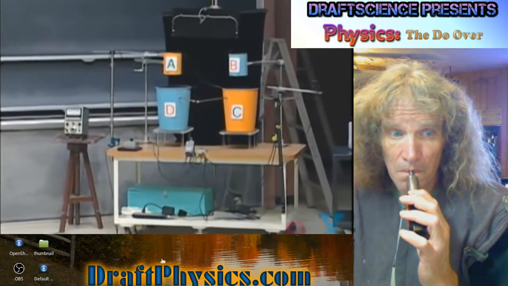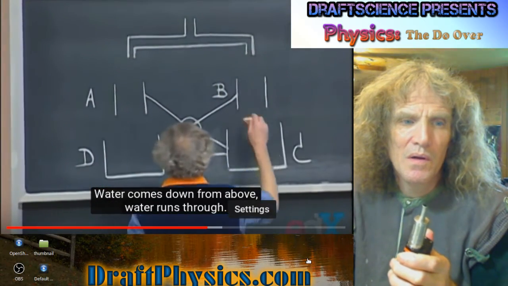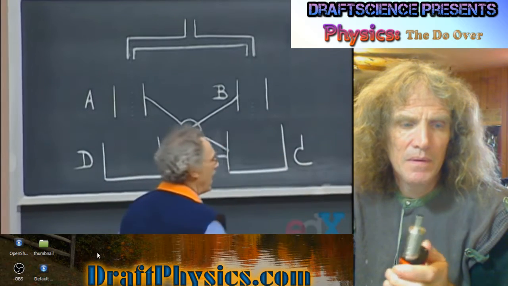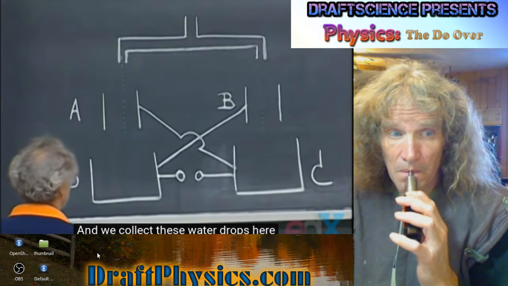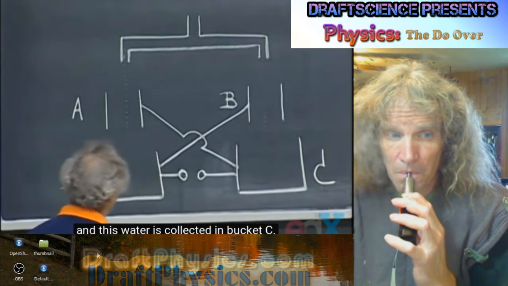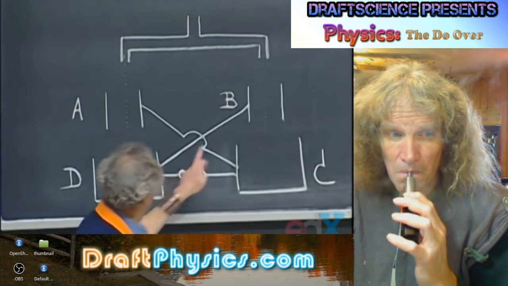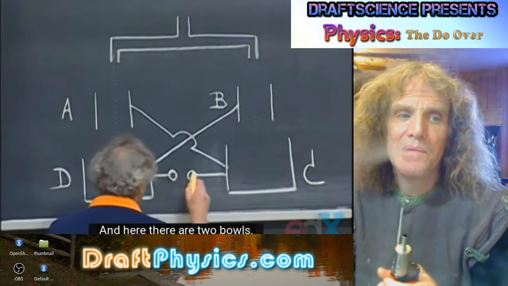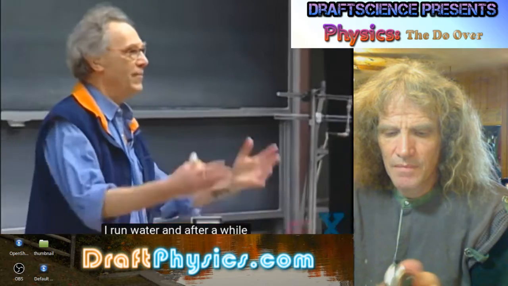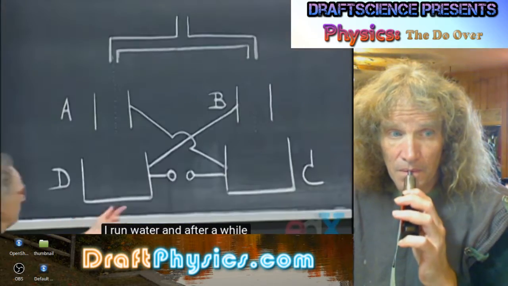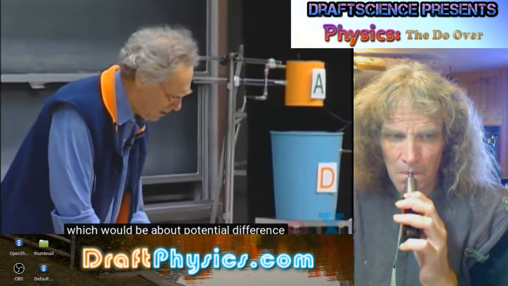We have here buckets A and B. Water comes down from above, water runs through. You see the water there, it runs out. And we collect these water drops here in bucket D, it's a conductor, and this water is collected in bucket C, it's also a conductor. And the paint can A is connected to C, that's crucial, and the paint can B is connected with D. And here there are two balls which I can bring close together. I run water, and after a while I see a spark here. I can even see a spark when the distance is something like 6 millimeters, which would be a potential difference of about 20 kilovolts.